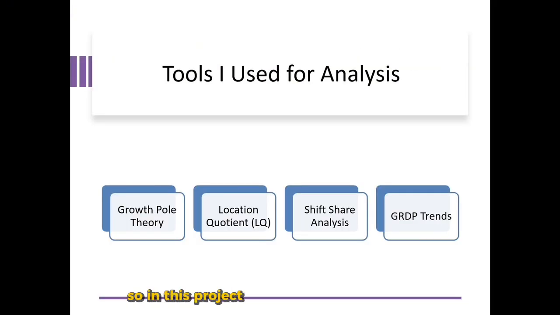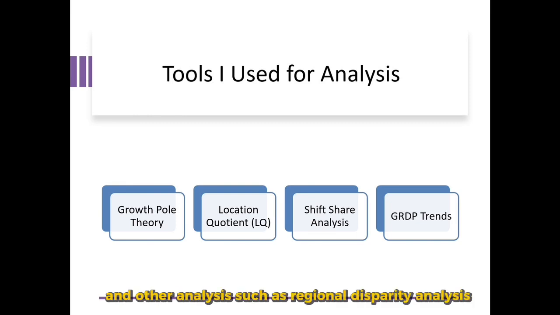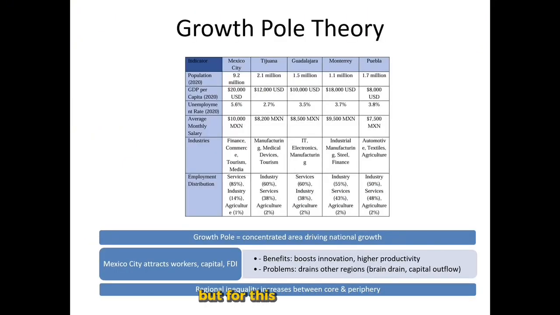In this project, I use several analyses such as growth pole theory, location quotient or LQ, shift-share analysis, GRDP comparison, and other analyses such as regional disparity analysis, cluster analysis, and urban economics. But for this learning video, I will only explain growth pole theory, location quotient, and GRDP comparison, because of the limited time.